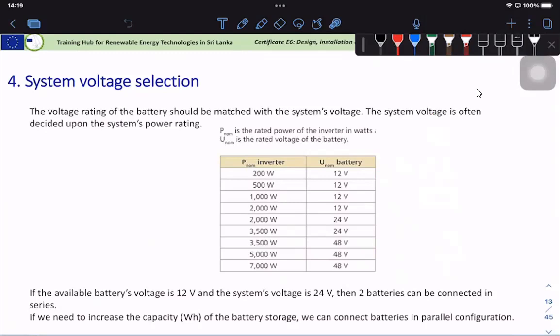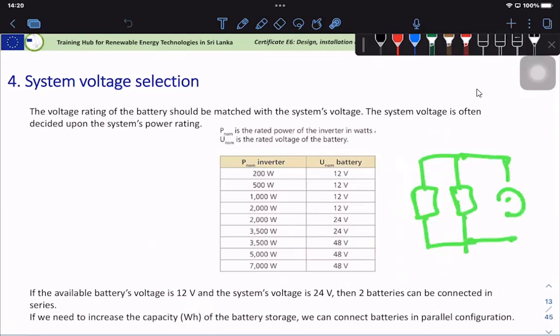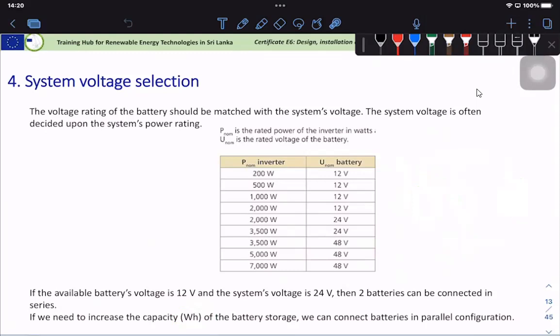And also, if we need to increase the capacity of the battery storage, we can connect batteries in parallel configuration, right? So let's say the watt hour is less. You need 100 watt hour, but you have only 50 watt hour batteries, but you have two. Then you can connect them in the parallel configuration and you can deliver it to the system. Okay, so that can be also done.